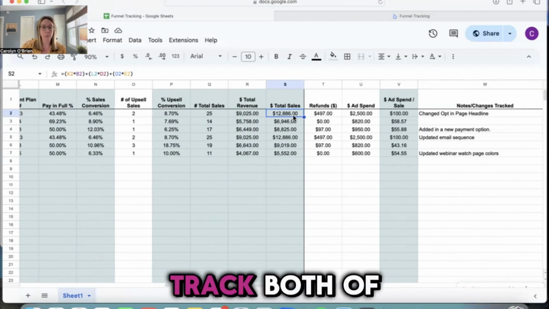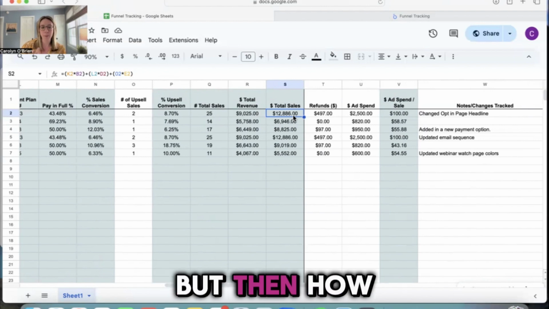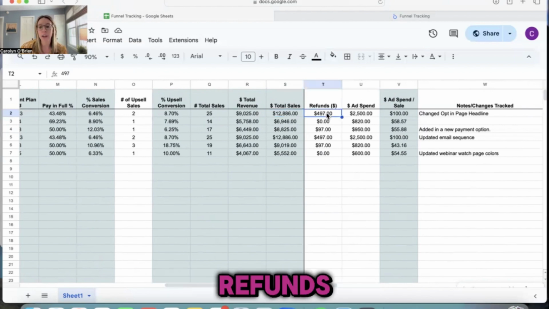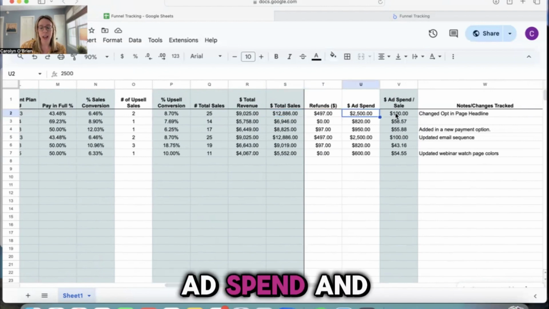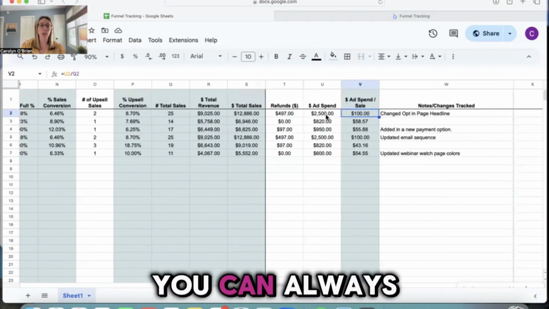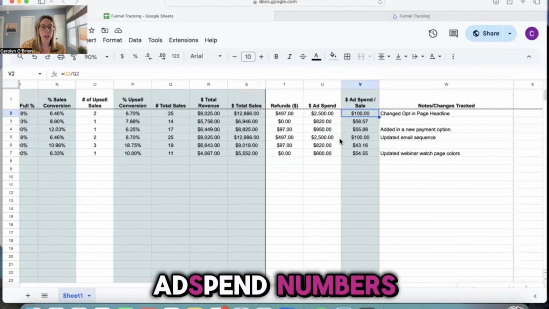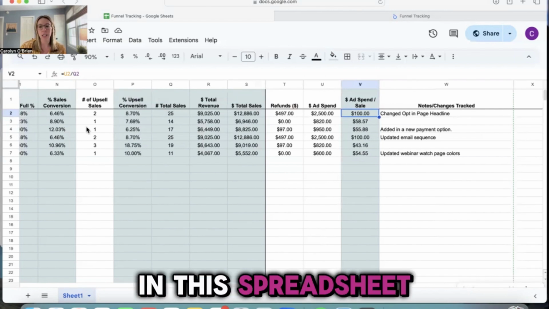And that's why I like to track both of them so you can see how much money did I collect from this funnel in a given week, but then how much will I make from it. Then we have refunds, ad spend, and then ad spend per sale or cost per sale. And so if you're not running ads, you can always delete that. But I find it helpful to include ad spend numbers in this spreadsheet to easily see what is your cost per sale.